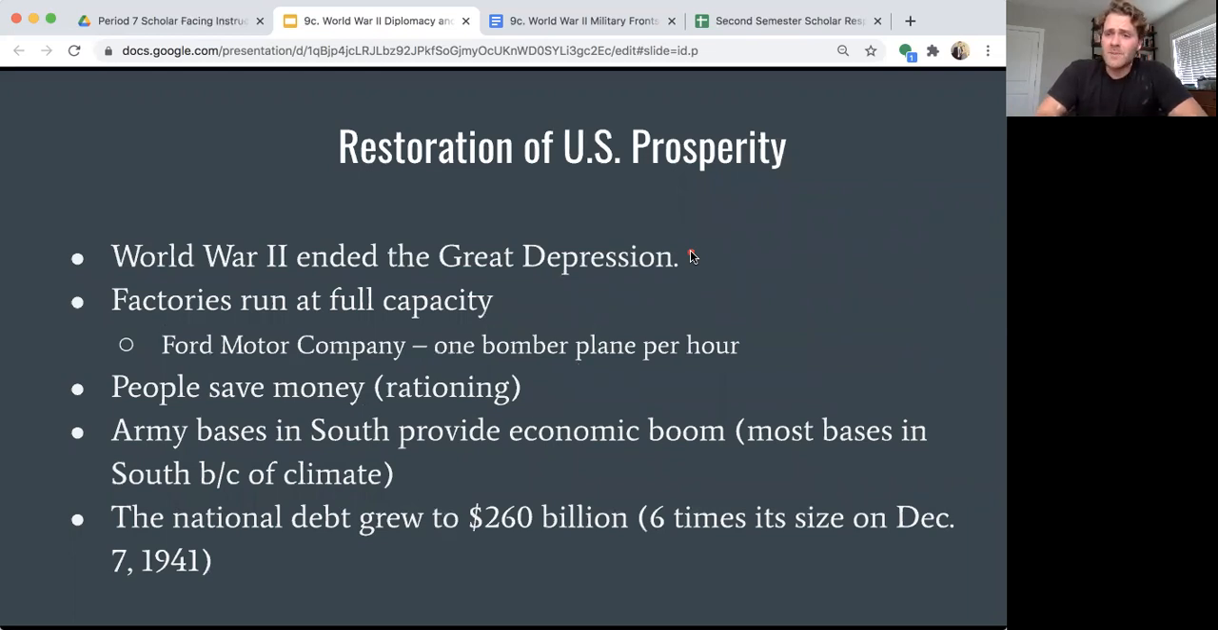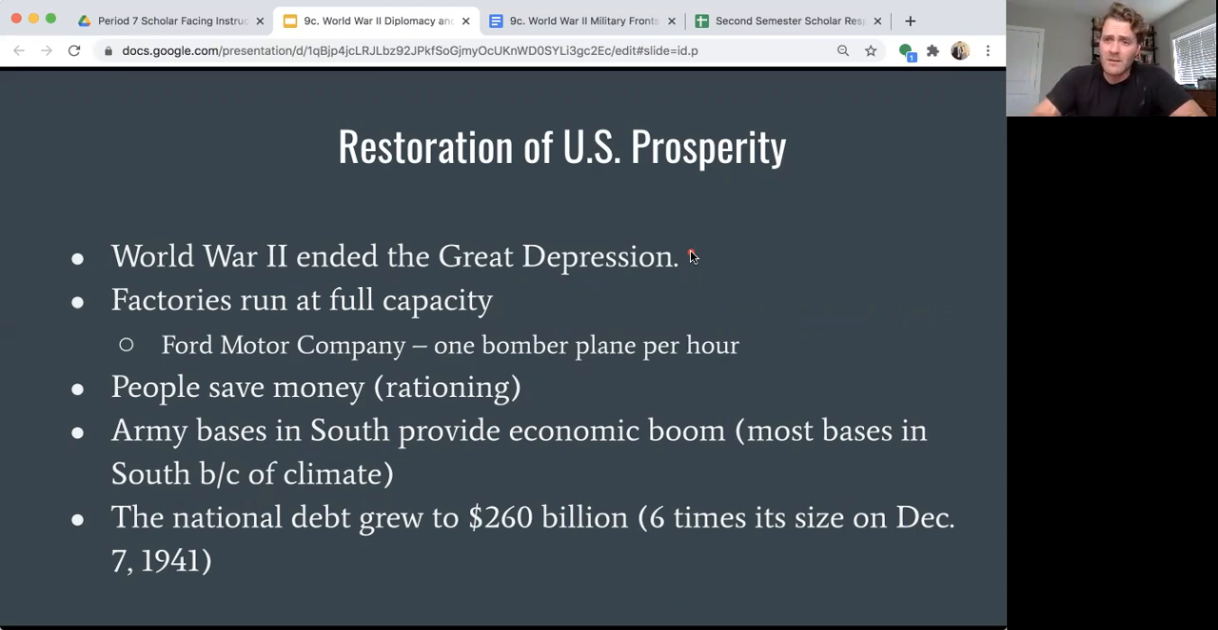So the war ends the Great Depression, right? There's no other way around it. Right? Factories are running at higher than full capacity. Not all, don't say all in history classes, but so many of the US industrial powers turn their industrial production to wartime production. Ford is the best example. As Ford uses the assembly line, right, that had been pumping out cars in the 1920s to pump out one B-52, those giant bombers, one plane per hour out of their factories in Detroit, Michigan.